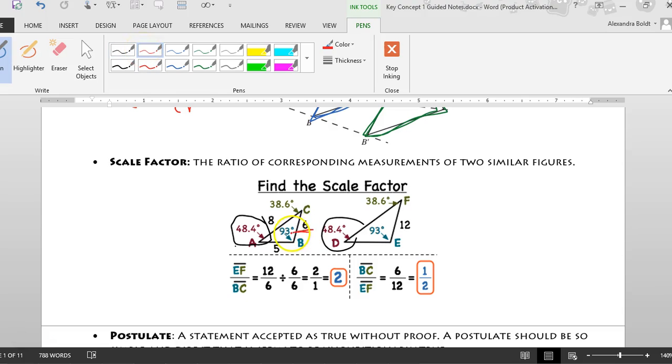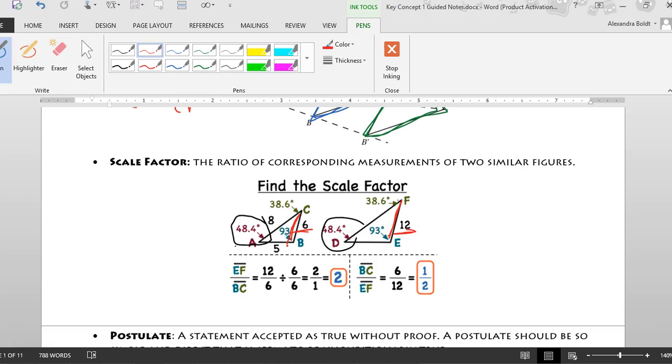Here I have a side length of 6, and here I have a side length of 12. So this one's much bigger. I want to know how much bigger, and that's where we take a ratio. Remember, a ratio is like a fraction. So I am taking EF, and taking this side here over this side, right? That's 2 to 1.